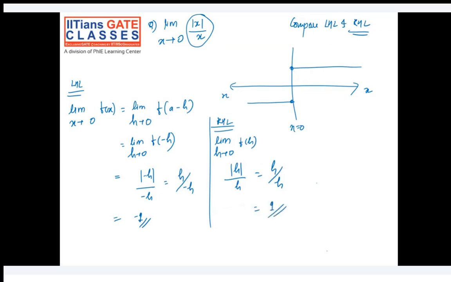But if you approach the point x equal to 0 from the left hand side, you will get the value minus 1, and that is what our graph also shows. So they are not the same. Left hand limit is not equal to the right hand limit, hence the limit doesn't exist at that point. So as I said, it's not that difficult. You just have to draw the graph.